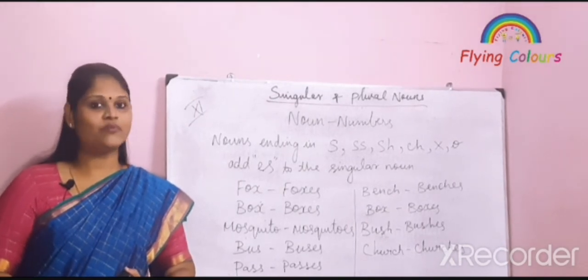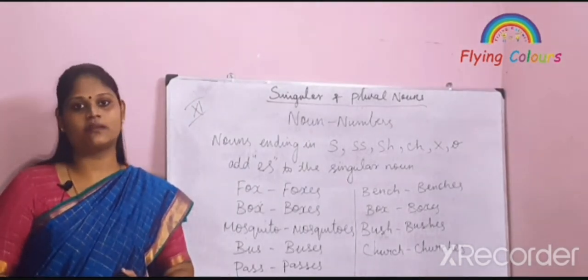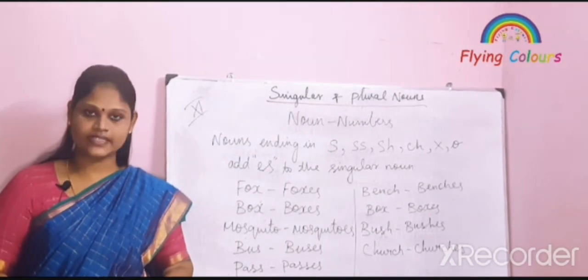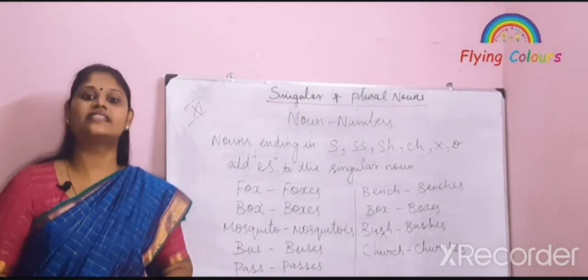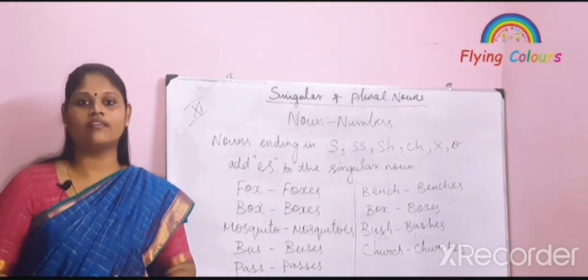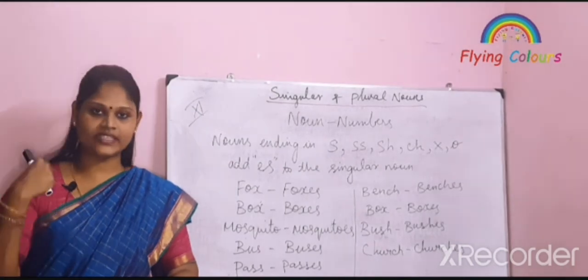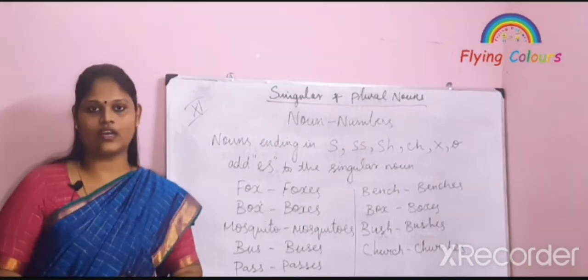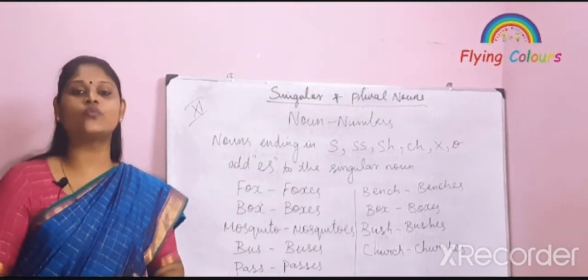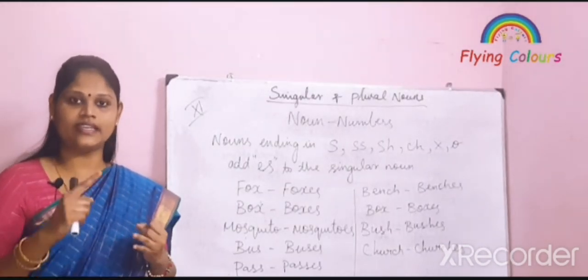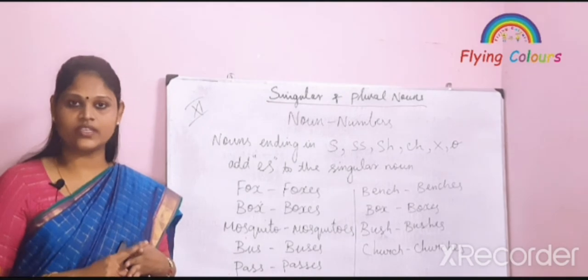So I am going to teach you the 11th concept. The singular noun ending in s, ss, ch, sh, o, then x. You should add es to it. Copy the same singular noun and add es to make it into plural, if the noun ends in s, ss, ch, sh, o and x.